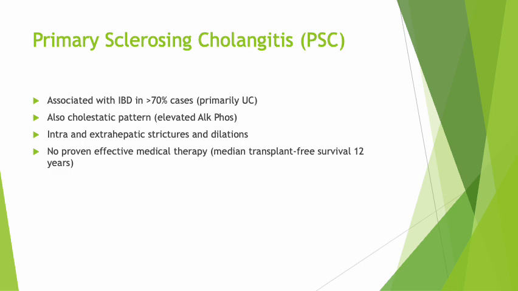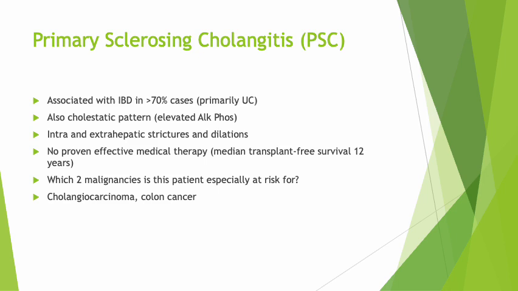Also going to be a cholestatic pattern like we had with PBC. Remember those intra and extrahepatic strictures and dilations. And for this one, you're not going to be asked to pick an effective medical therapy. Effectively, you're monitoring for liver disease and seeing if they'll eventually need a transplant. And which two malignancies is this patient especially at risk for? So this is going to be cholangiocarcinoma and colon cancer.